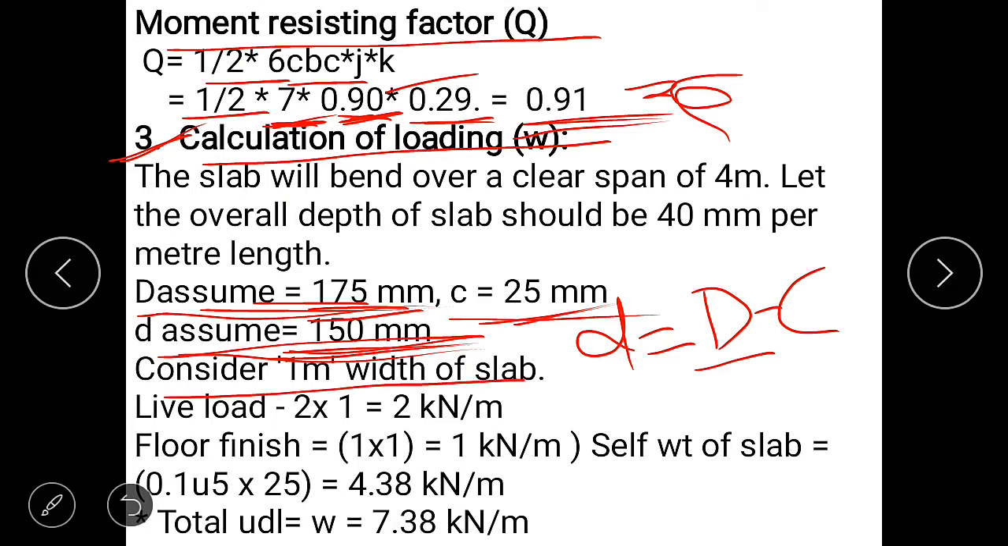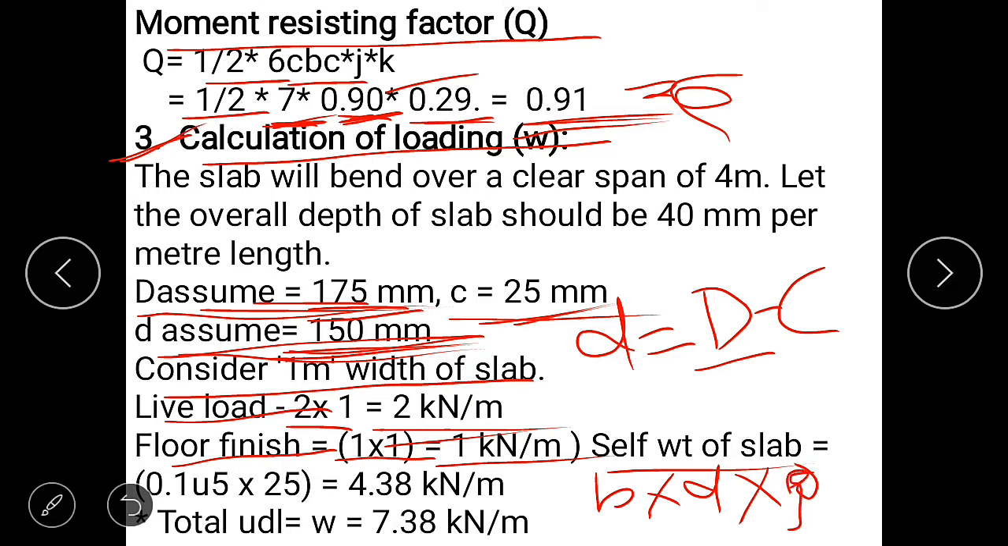Now consider 1 meter width of slab. So live load is 2 into 1, means 2 kilonewton per meter. 2 kilonewton per meter square is given in the problem. Floor finish is also given, 1 kilonewton per meter. Self weight of slab: the formula to calculate self weight of slab is D into density of concrete.